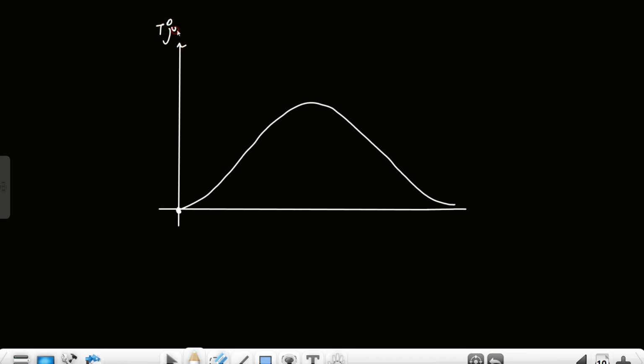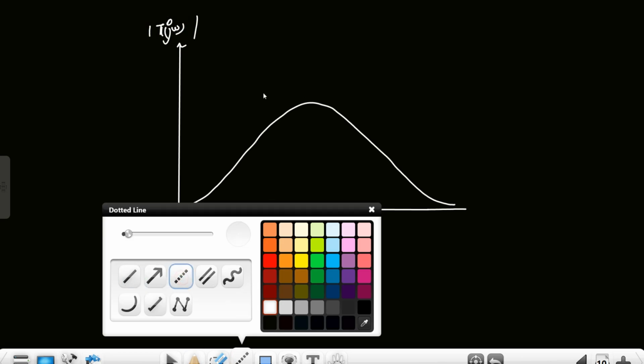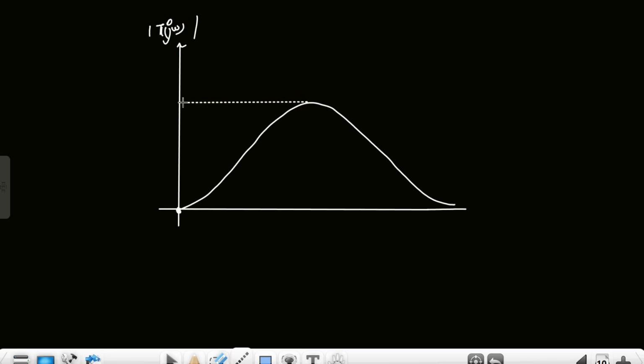So this is the magnitude, and it has the maximum magnitude at the frequency omega naught. This is the lower 3 dB and this is the higher 3 dB frequency. Right, this is how the band pass filter magnitude plot is known. This is omega naught, this is omega h, this is omega L.